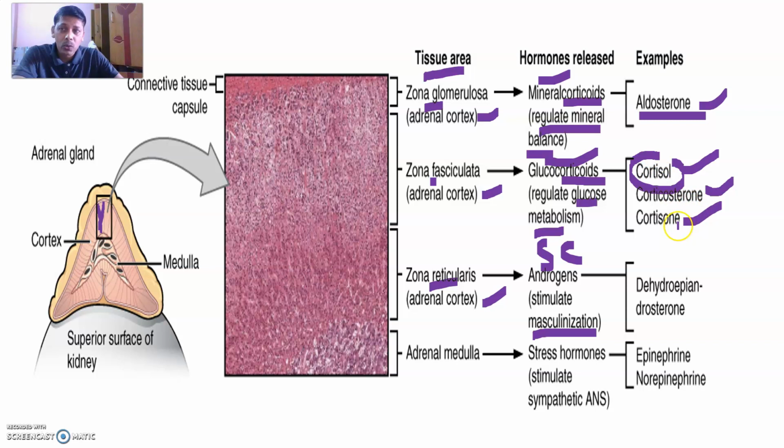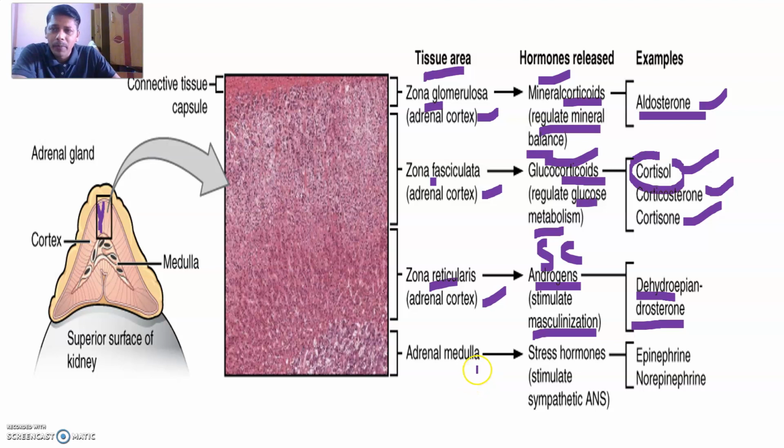Corticosterone, cortisol, cortisone, corticosterone. Next one here, the main androgen, is dehydroepiandrosterone.